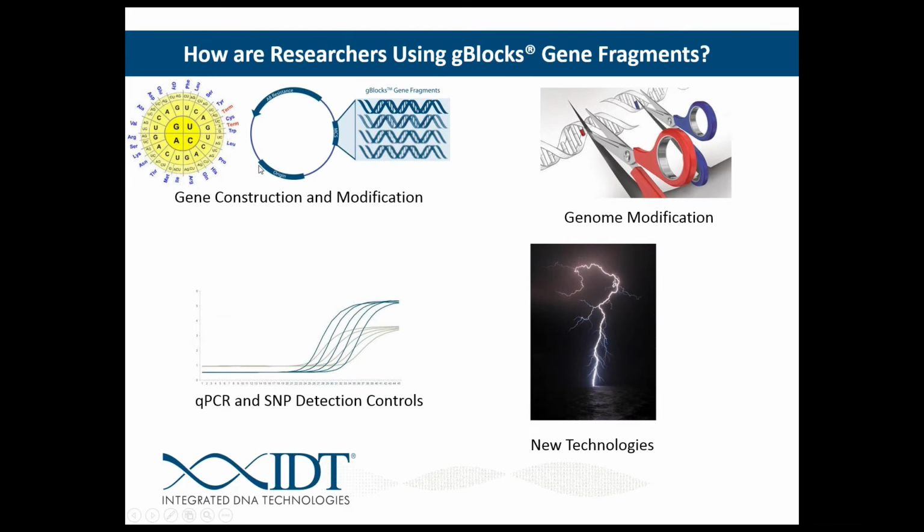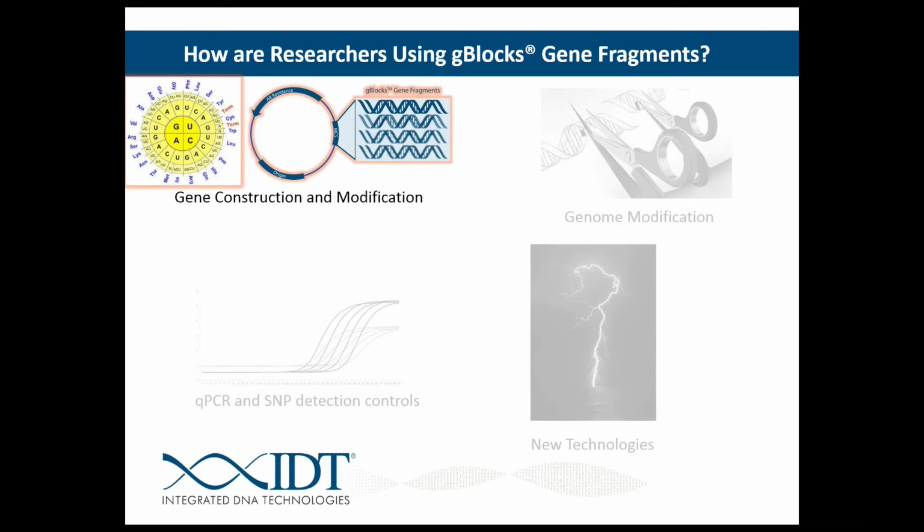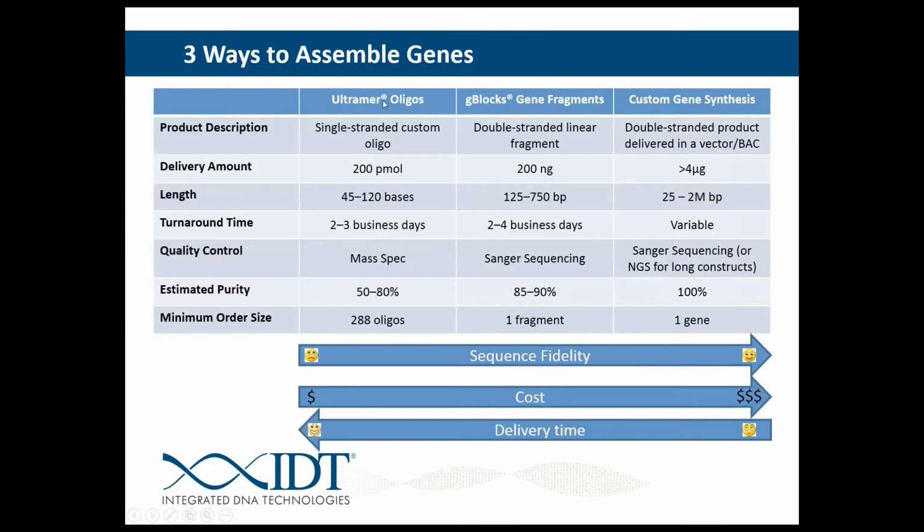All right, I want to jump in now and talk about the uses of gBlocks and how researchers are using gBlocks gene fragments. And to start out with, I want to talk about gene construction and gene modification. When we think about gene construction, there's really three different ways that you can make genes. You can either start with oligos and construct the genes entirely on your own, which is the least expensive and most labor-intensive method of doing things.